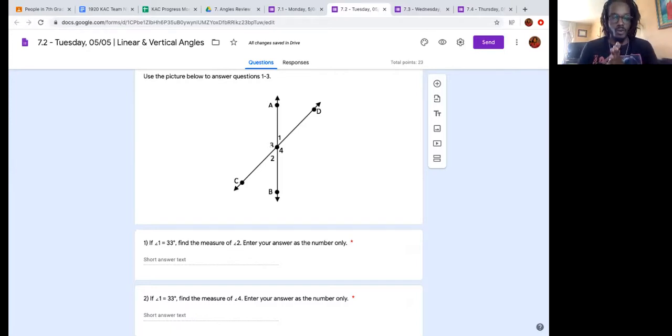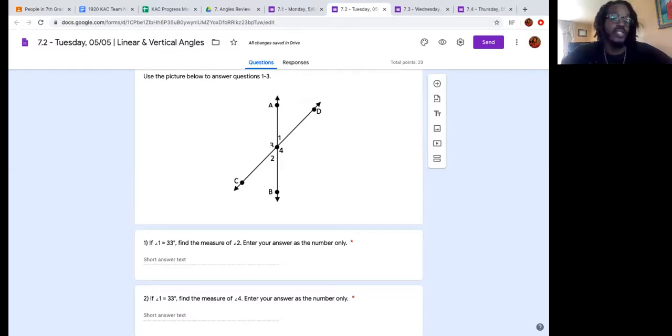Okay, so if angle 1 is equal to 33 degrees, we need to find the measure of angle 2. So we're going to look at angle 1 and angle 2 and notice some things about the relationship. The first thing that I'm noticing is that they are vertical angles. So whatever angle 1 measures, angle 2 is going to measure. That's a really easy thing to pick up on. So the answer that you're going to put here for number 1 is just going to be 33. We know that angle 1 is 33 degrees, so angle 2 has to be 33 degrees too because they are vertical angles of each other.